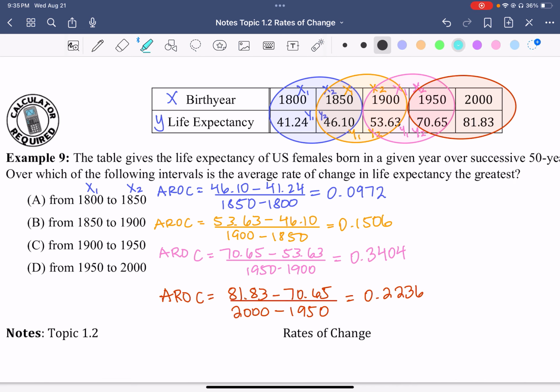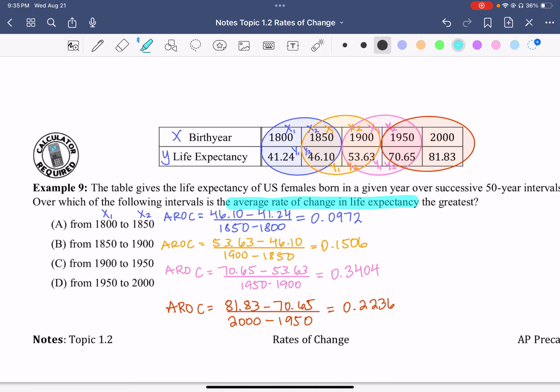Okay, so now again, the question was, where is the average rate of change the greatest? That would be answer choice C, as in cat, where we had 0.3. That's bigger than 0.09, 0.1, and 0.2.